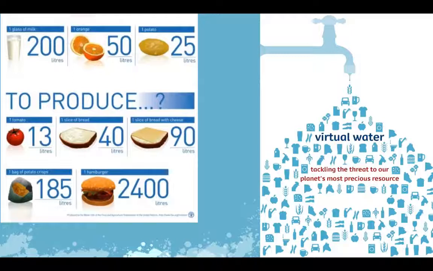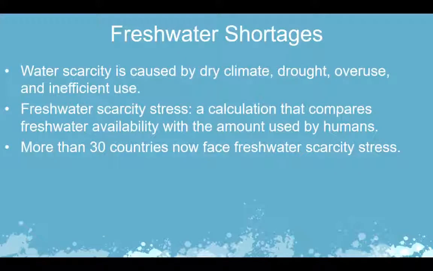So, our biggest problem with water, while I don't underplay the use of water directly, may be the virtual water that we use. Indirect use of water by buying products that use a high amount of water, which leads to water scarcity. Water scarcity is caused by dry climate, drought, overuse, and inefficient use. So, waste is a problem. The virtual water we just talked about. And this causes stress on the system.